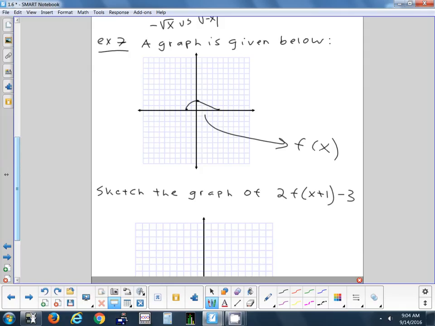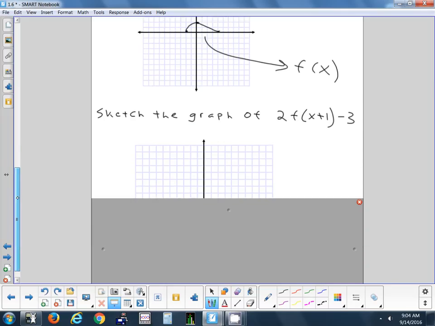Yep. Vertically going down 3. All right. What's the first one we're going to do? I do agree. We're going to shift it down 3. That's the second one. And the other one is horizontally left 1. It's going to go left 1. Okay. That's the one I'm looking for. And then we'll talk about what this 2 is going to do.